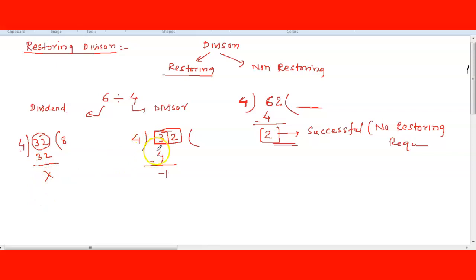So this is how, first the left value of the dividend has to be subtracted with the divisor. If you get a negative value, then this step is called unsuccessful, and at that time restoration has to be performed.